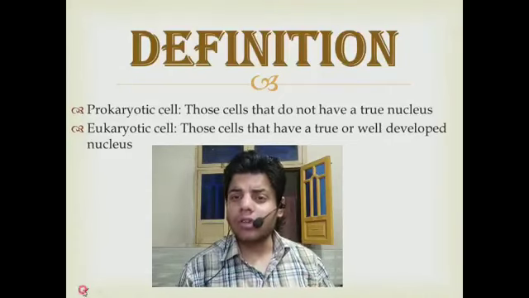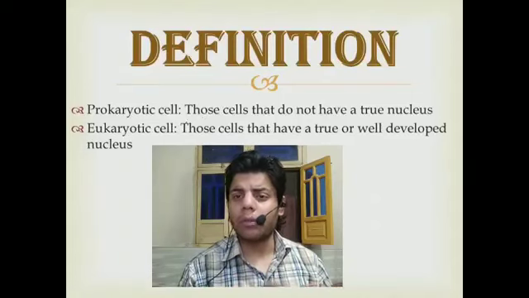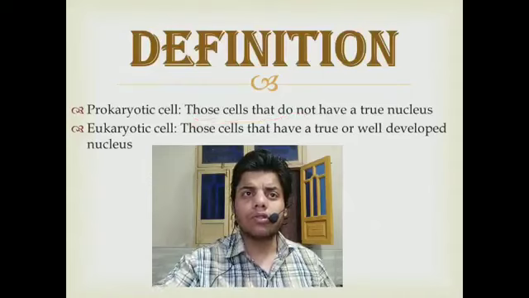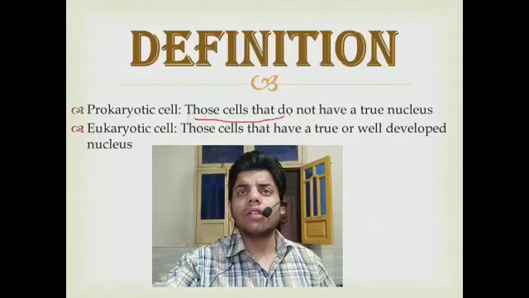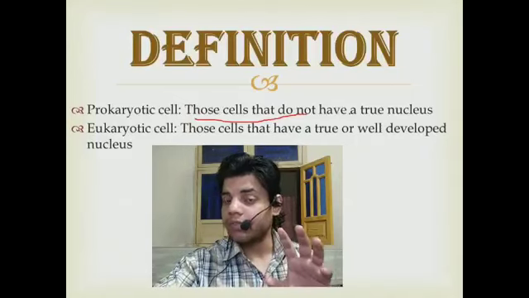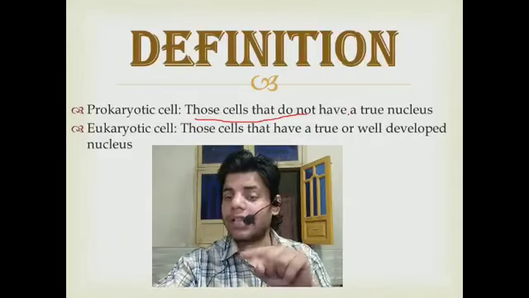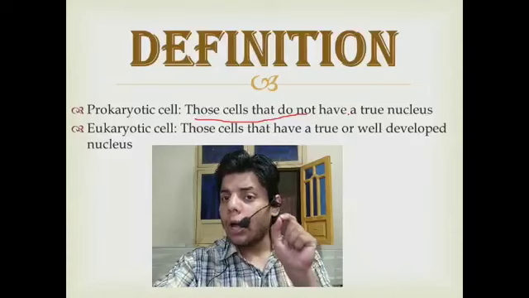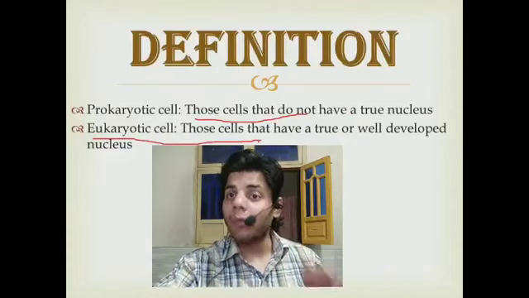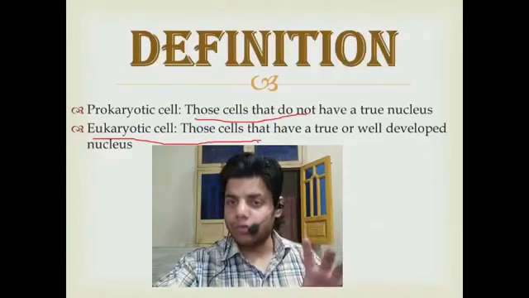Now let's talk about the difference between the definitions of prokaryotic and eukaryotic. If we talk about the definition of prokaryotes, usually prokaryotic cells are those cells that don't have a true nucleus. If you see in a prokaryotic cell, they don't have a well developed nucleus. On the other hand, eukaryotic cells have a well developed nucleus, a true nucleus.